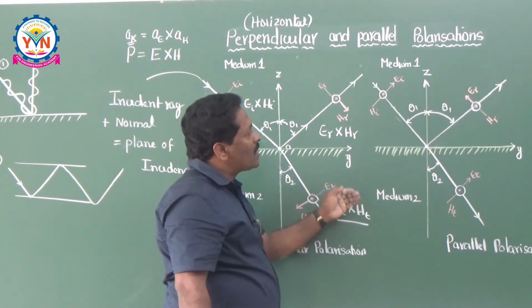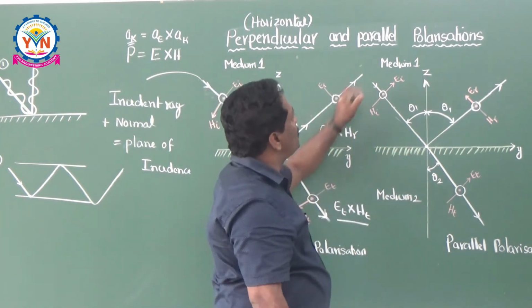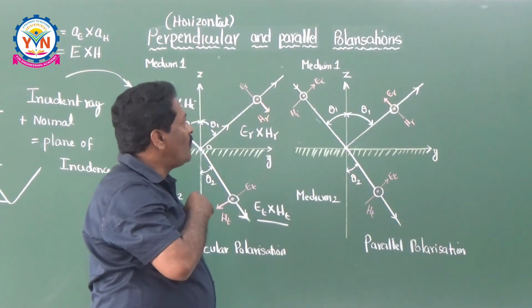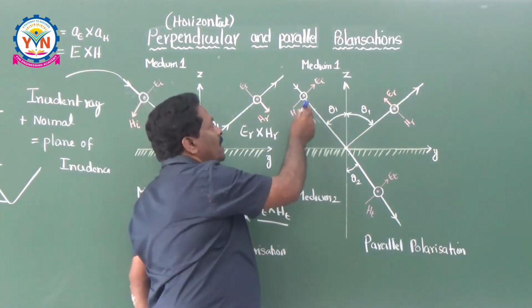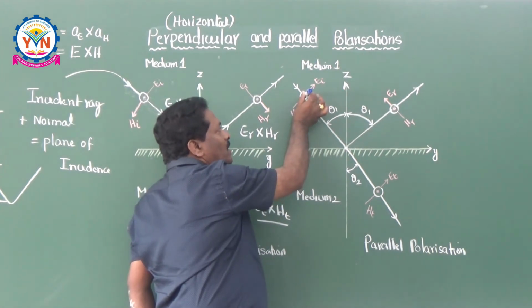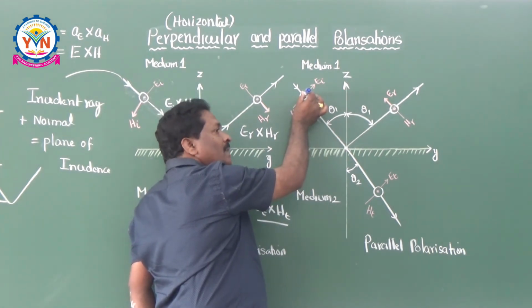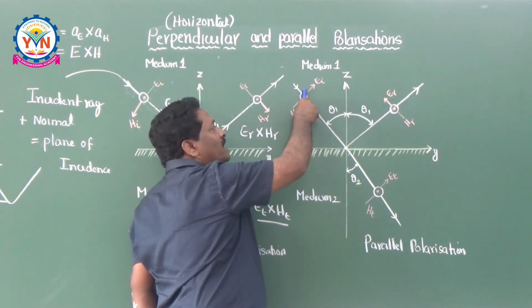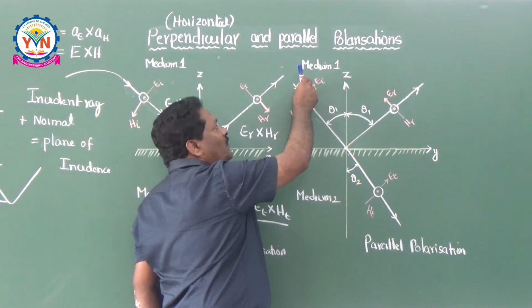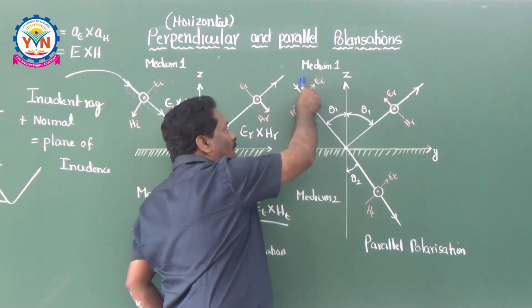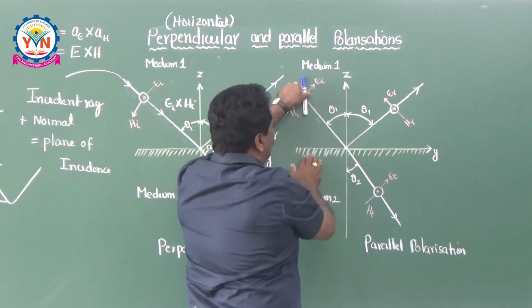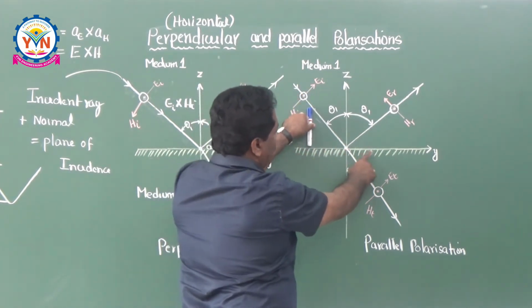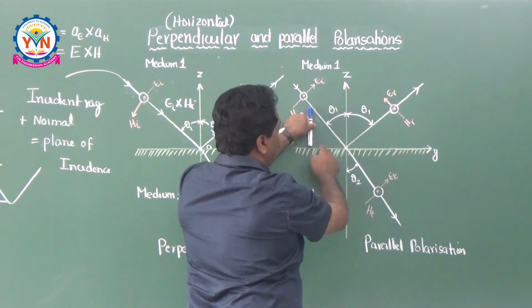So now coming to the next one, which is nothing but the parallel polarization. Here what you have to remember is, if the electric field is parallel to the plane of incidence, or if you take this boundary and it is normal to this boundary surface, that means perpendicular to the boundary surface.